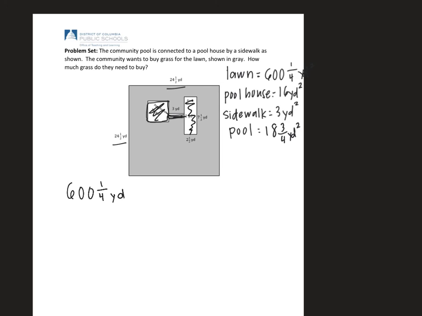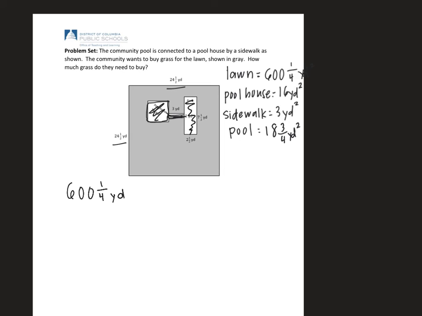So if I know the area of everything right now, I know the area of the lawn, the area of the pool house, the sidewalk, and the pool. I'm going to start with the area of the lawn, and I'm going to subtract the area of the pool house, the sidewalk, and the pool, because I don't need to include that in my order for grass.